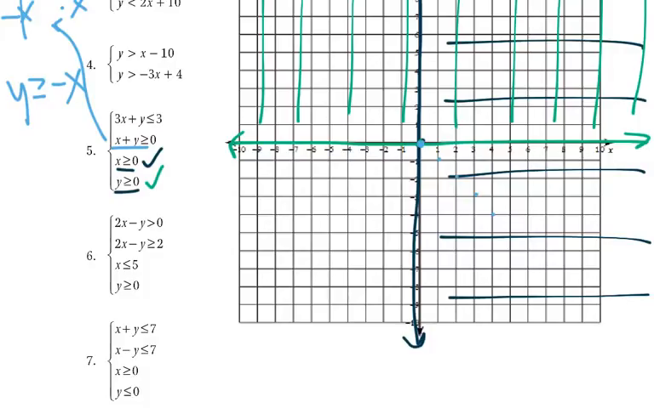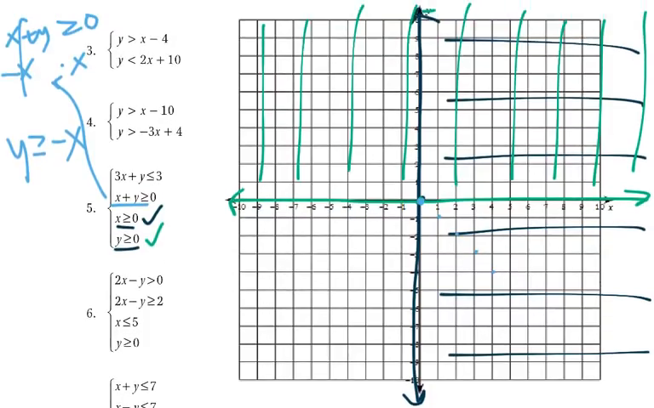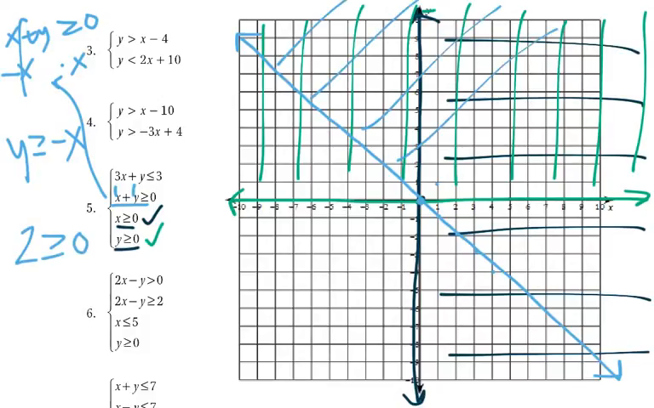So basically, like this. Okay? And that tells me, then I plug in a test point. Let's do 1, 1 here. So 1 for x, 1 for y, 1 plus 1 is 2. Is 2 greater than or equal to 0? It is, so we're shading this zone again. Okay? Didn't really affect our answer a whole lot.